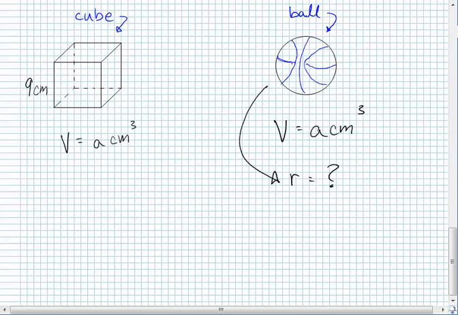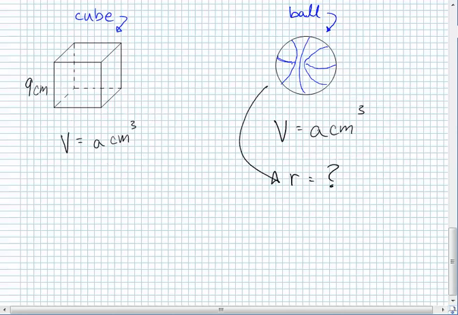We have a cube on the left, which has a side length of 9 centimeters. Since it's a cube, all sides are the same, all 9 centimeters. And on the right, we have a ball with an unknown dimension, but what I'm telling you here is that the volume for both of the objects is the same. I'm just calling it A, so the volume is A centimeters cubed for both of them.